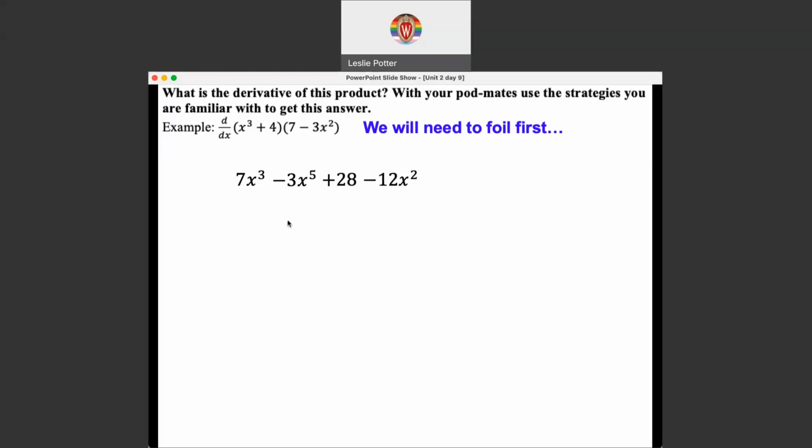We FOILed it. Well, now we don't have any brackets. We don't have any products of polynomials. We can just go ahead and take the derivative of that term by term. So what's the derivative of 7x cubed? Bring down the power, multiply, reduce the power, get 21x squared. What's the derivative of minus 3x to the 5th? Bring down the power, reduce it, got minus 15x to the 4th. What's the derivative of 28? It's a constant, so that's 0. Not even going to write it. What's the derivative of this last term? Bring down the 2, multiply it, reduce the power, get negative 24x. So there's the derivative.